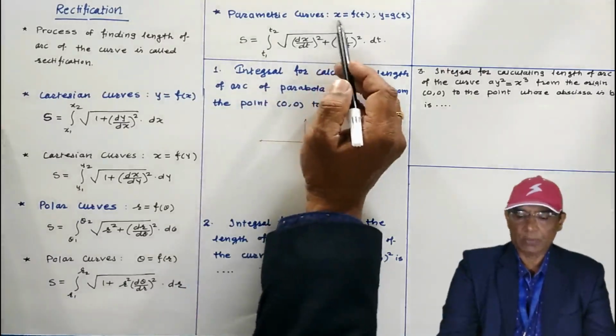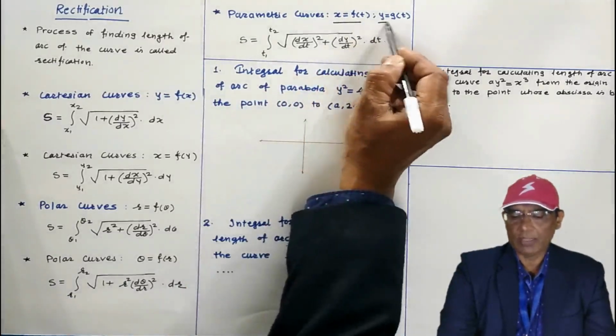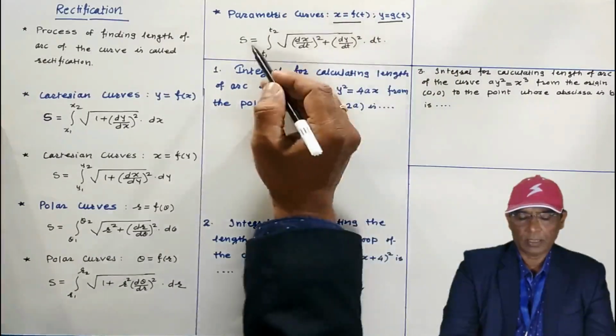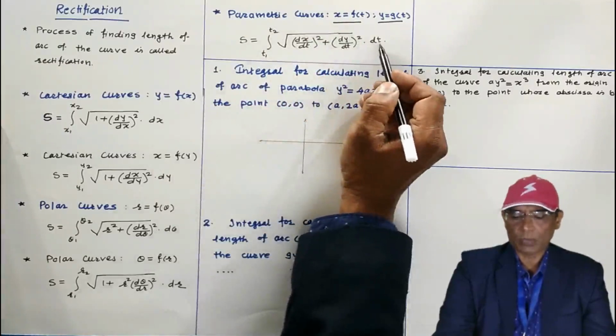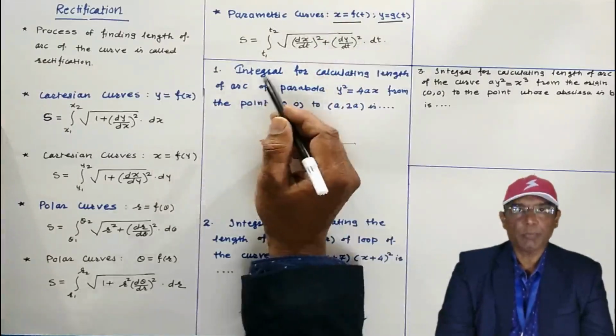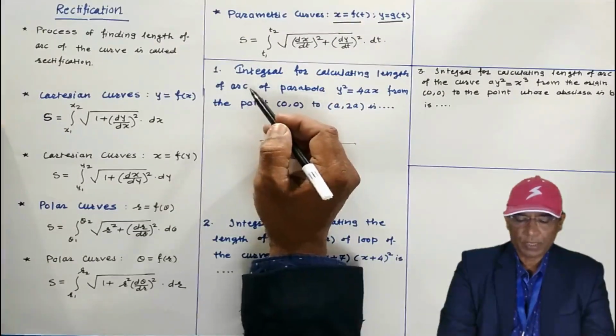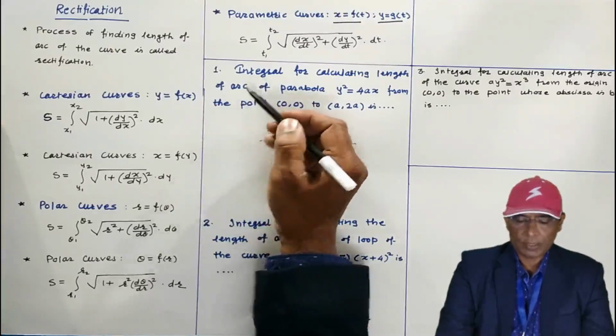Now for parametric curves, if x and y are given in terms of parameter t, then the length of the arc is this integral, and integration is carried out with respect to t. This type of MCQs are asked in the examination. Here is the MCQ I am going to read.